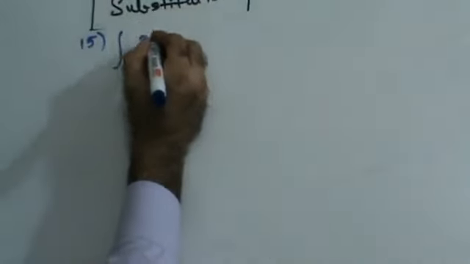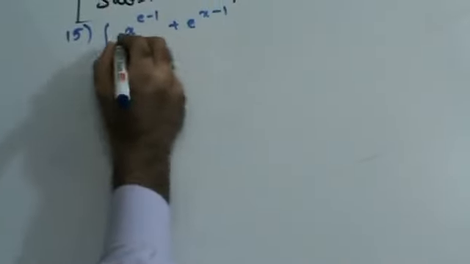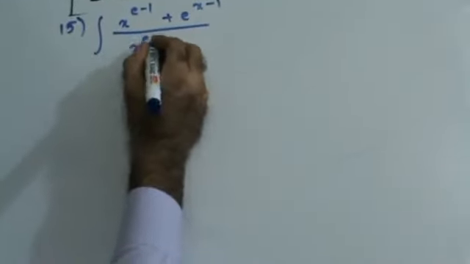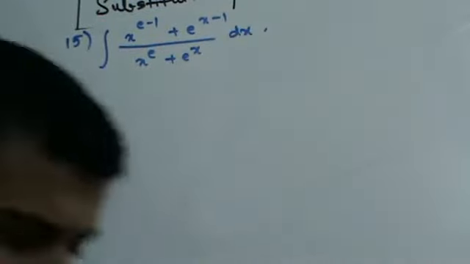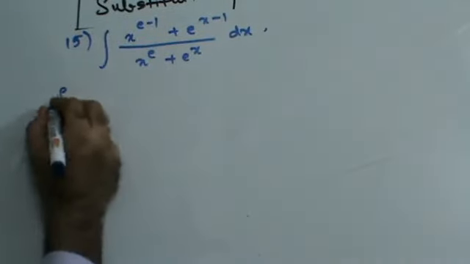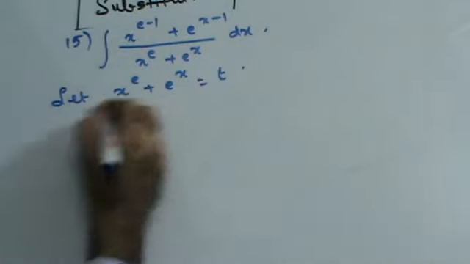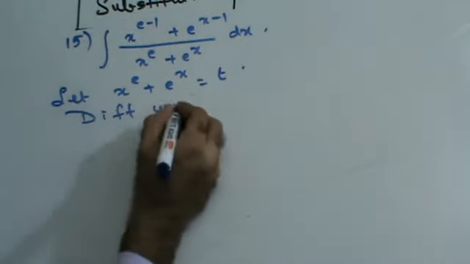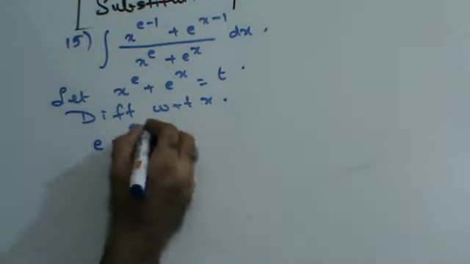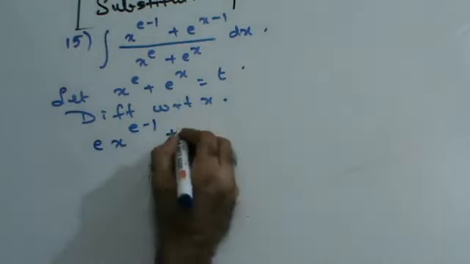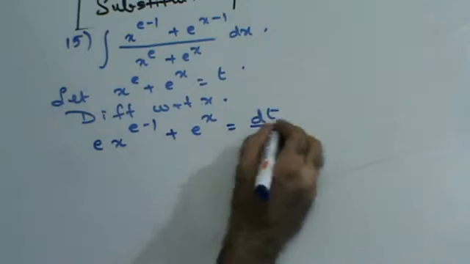Integral of x raised to e minus 1 plus e raised to x minus 1 upon x raised to e plus e raised to x dx. Right? Let's see this. We'll say let x raised to e plus e raised to x be equal to t. Differentiate with respect to x. D by dx of x raised to n is nx raised to n minus 1 plus d by dx of e raised to x is e raised to x is dt by dx.